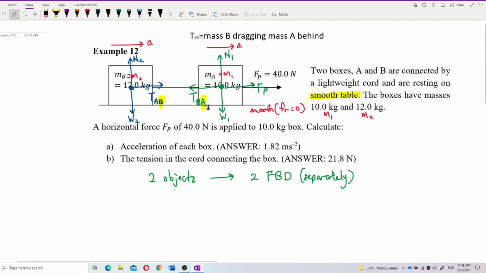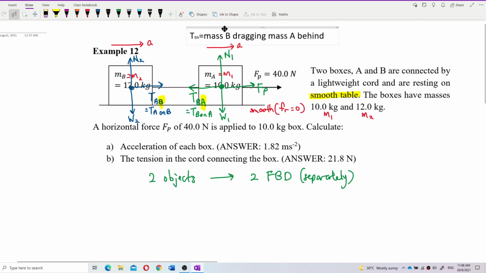Like TBA, the alphabet behind is A, so it is the mass A who experienced this force. Okay. Maybe I should write it down here. This one is TA on B. And this one is TB on A. Okay, TB on A. This one is TA on B.